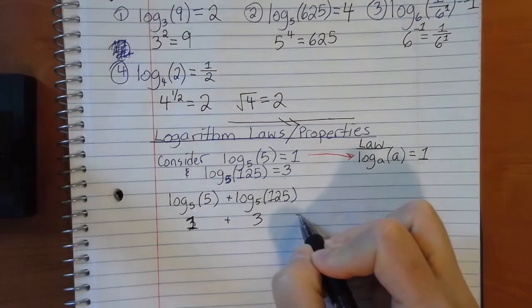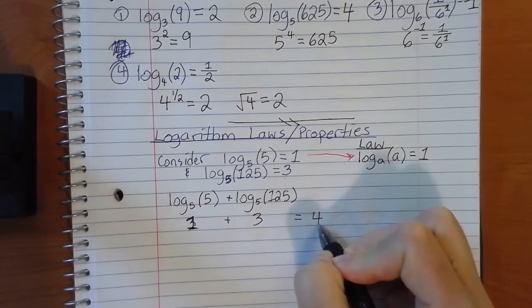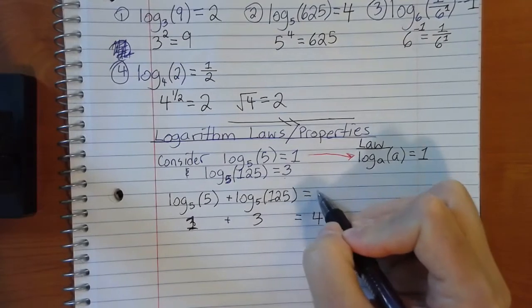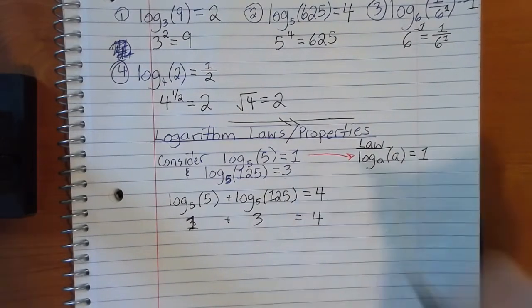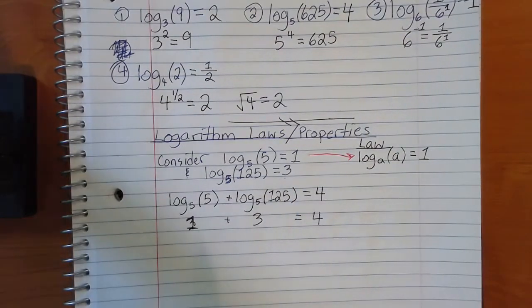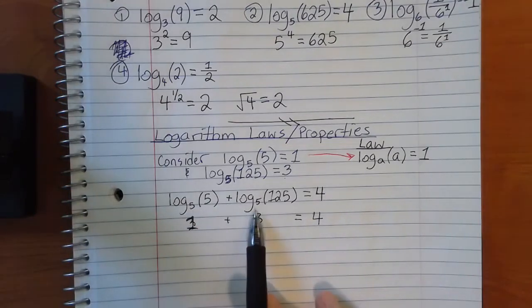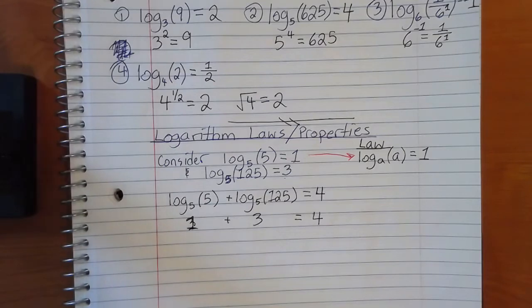So since this down here obviously equals 4, that means that this also equals 4. So we've determined just using basic arithmetic that log base 5 of 5 plus log base 5 of 125 is equal to 4, because their answer is 1 plus 3 equals 4.